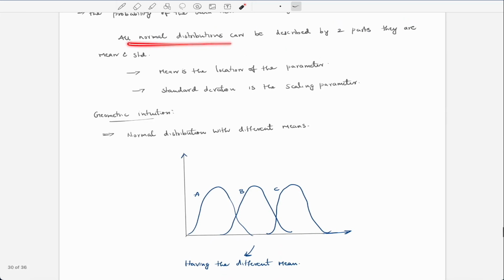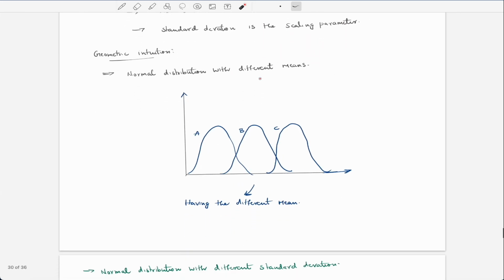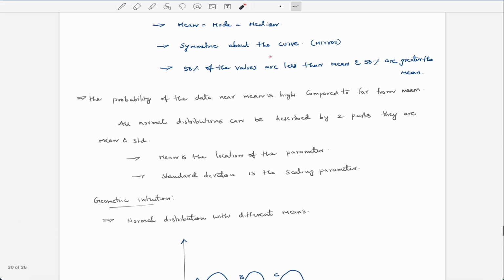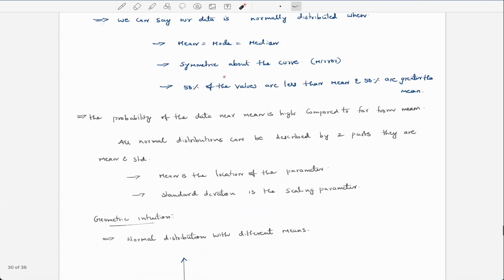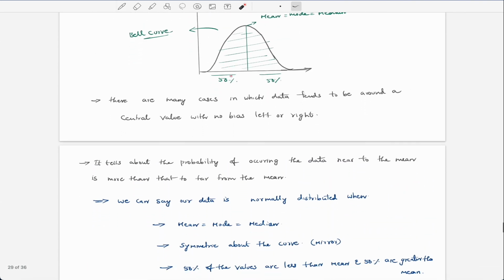Okay, so every normal distribution can be described by two parameters: the mean and the standard deviation. We have discussed the mean and the standard deviation. If you don't remember those, I request you to please rewatch those lectures. The mean is the location parameter, and the standard deviation is the scaling parameter, right? I just want you to rewatch and then come back. I wanted to give a geometric intuition, otherwise it will be hard for you.